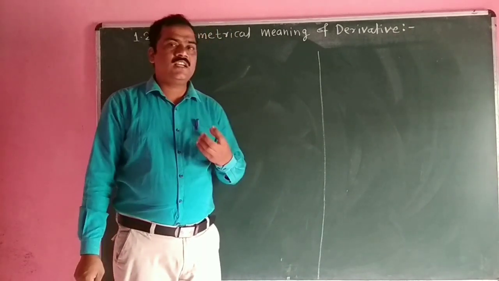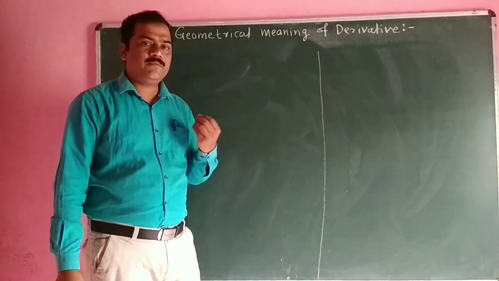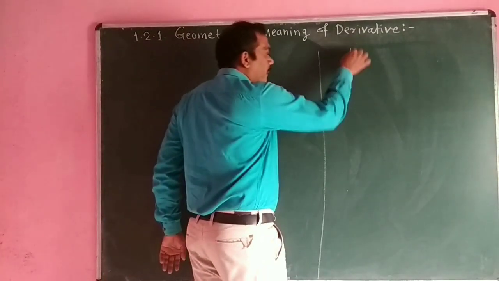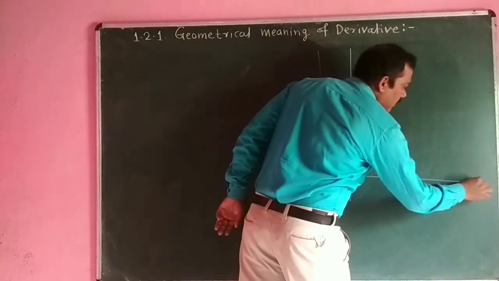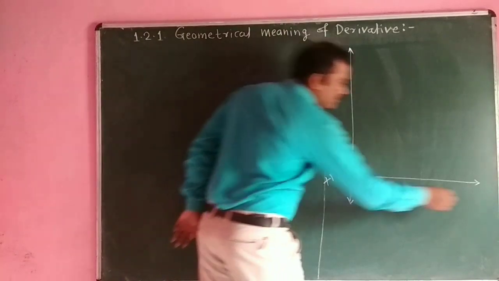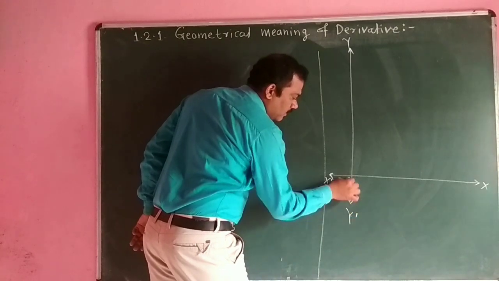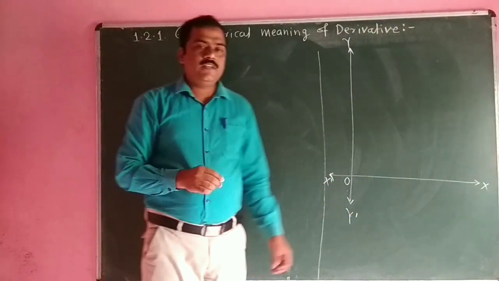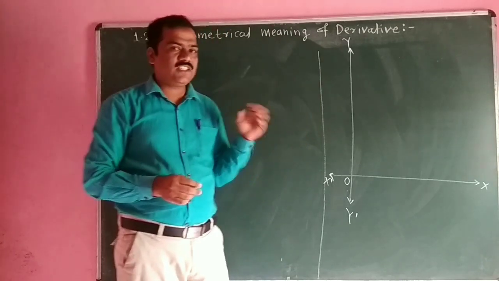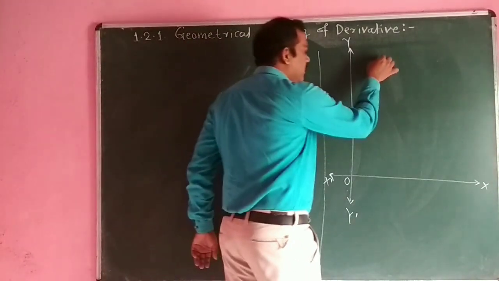Suppose that we have to consider the graph of this function in the rectangular coordinate system. For that purpose, we have to consider the x-axis and y-axis. And here is the origin. Suppose that we draw the graph of this function y is equal to f of x, and suppose the nature of that graph is like this.